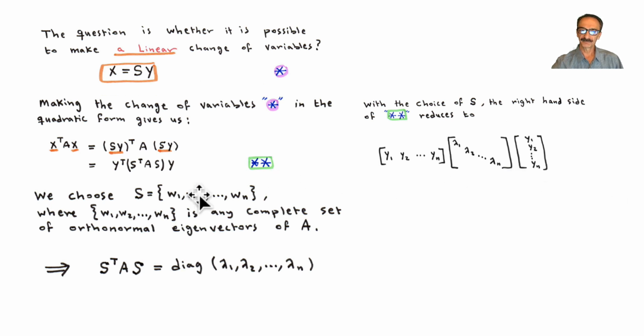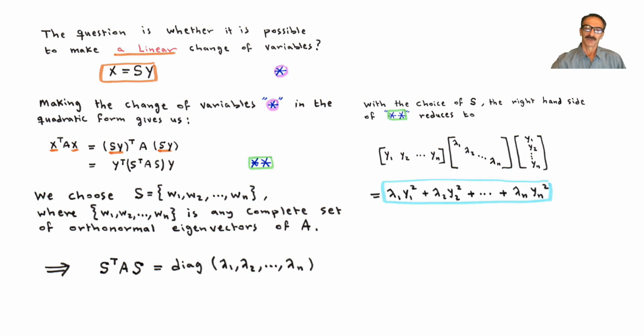So we have y variables, yn variables. That's the transpose of y right here. And instead of using the S transpose AS, we will end up with the diagonal y1, y2 lambdas right here. Now let's multiply. When you multiply and you take your time, you're going to end up with lambda 1 y1 square, lambda 2 y2 square, all the way to lambda n yn square.